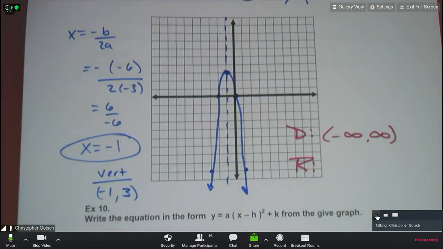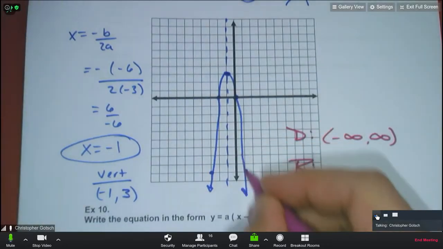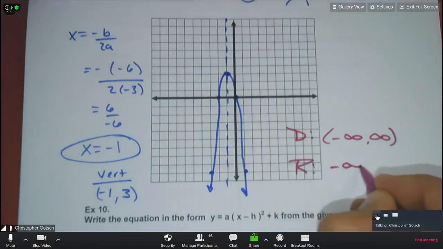Good job, Jake. And then range is always bottoms up. How low does it go? Does it go down low, down to the floor? For show. Goes all the way down here to negative infinity.